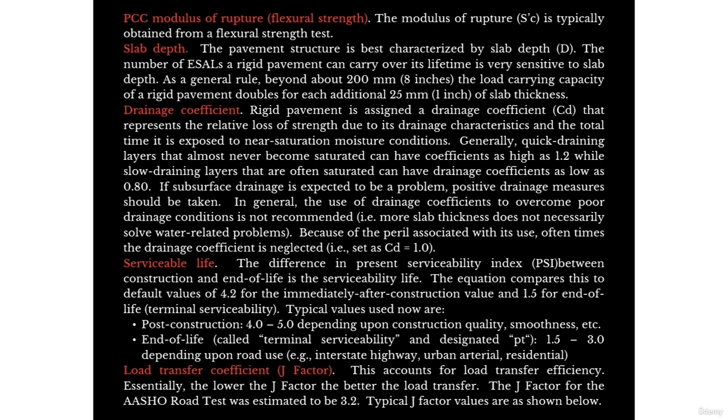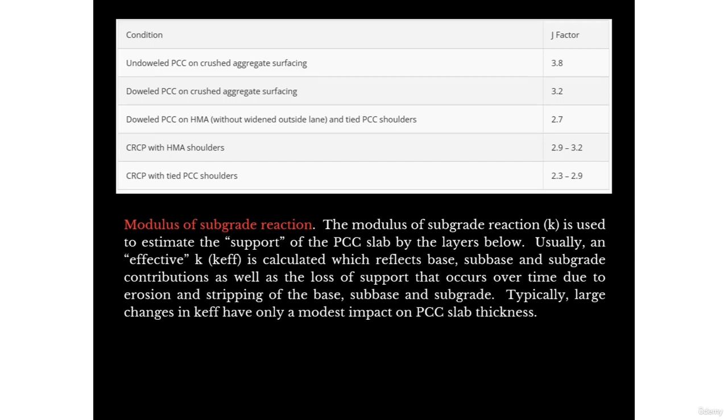Then the load transfer coefficient J. This accounts for the load transfer efficiency, essentially the lower the J factor, the better the load transfer. The J factor for the actual road test was estimated at 3.2. Typically the J factor values are as shown in the table on the next slide. Okay, so these are the J factors typically. As you can see here, there are values for undoweled PCC or crushed aggregate, doweled PCC, and on an HMA without widening outside the lanes. It just depends on the scenario that you're designing for.